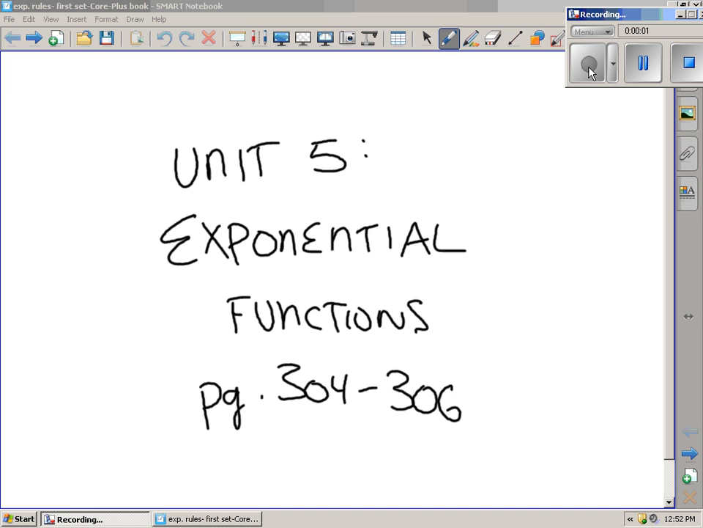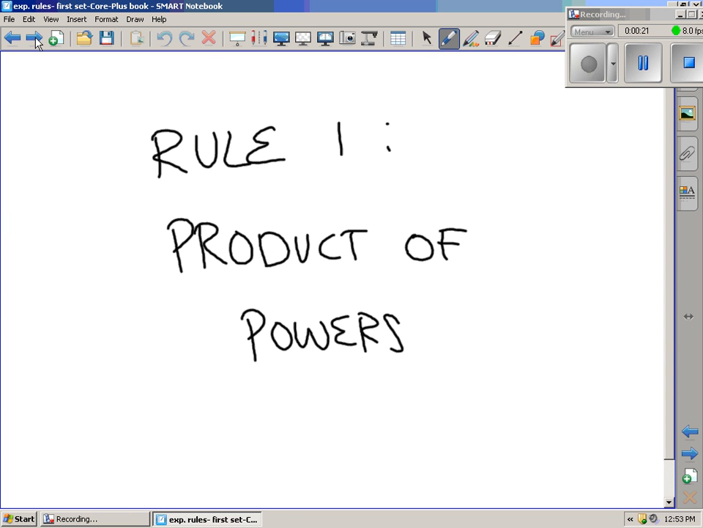This video will introduce you to the first 3 exponent rules that are related in the book on pages 304 to 306. We're going to do this in 2 sections. We'll do the first set of rules, and then later on I'll teach you the next set of rules. We're going to start with the first rule, and what we're going to do is talk about product of powers by looking at examples.